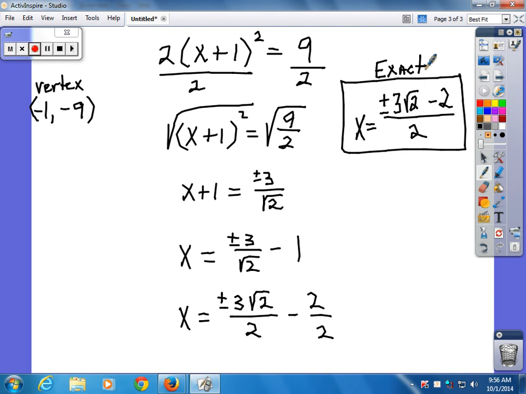Now, if you wanted to go ahead and do it, the square root of 2 is 1.4. So 3 times 1.4 is 5.2. Somebody check my math. So we've got x is equal to 5.2, and I know there's a couple more decimals, but I'm just doing it in my head, over 2, minus 2 over 2. What's 3 times the square root of 2?